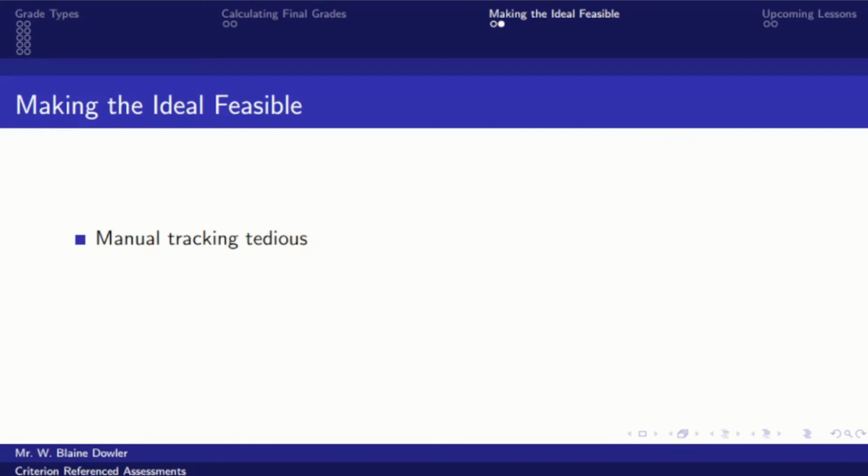Manual tracking is tedious, particularly if you have a lot of outcomes in your course. I teach in Alberta, where most of our high school math courses, excepting calculus, have between 15 and 24 curricular outcomes for the entire course. That's not too bad to track manually. Calculus is more like 250. It was written in an old style. There's over 170 in the grade 12 physics course that I teach.